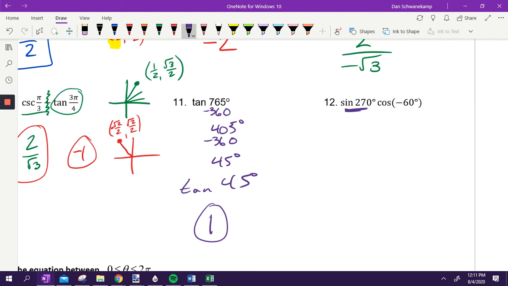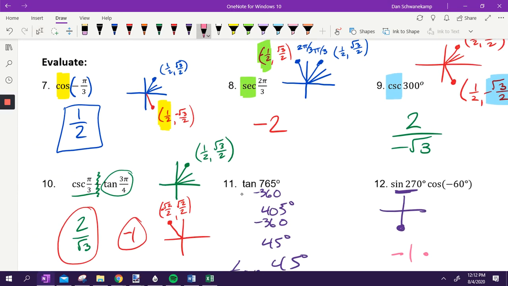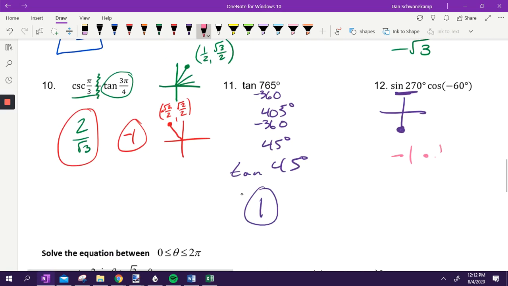Sine at 270. If I'm doing sine at 270, here's a graph. Here's 270 right there. Kylie, what's sine going to be at 270? -1, good. And if I'm doing cosine at -60, we did that one just a second ago. Cosine at -60 is going to be that thing right there, 1/2. So -1 times 1/2 is -1/2.